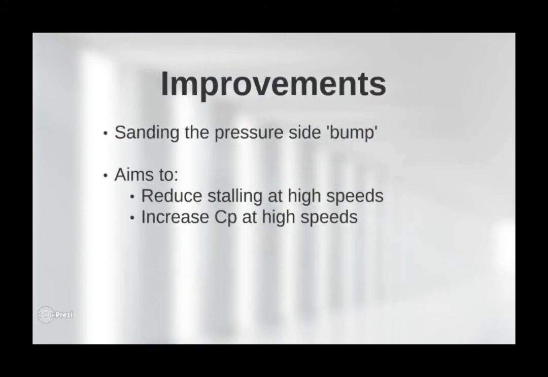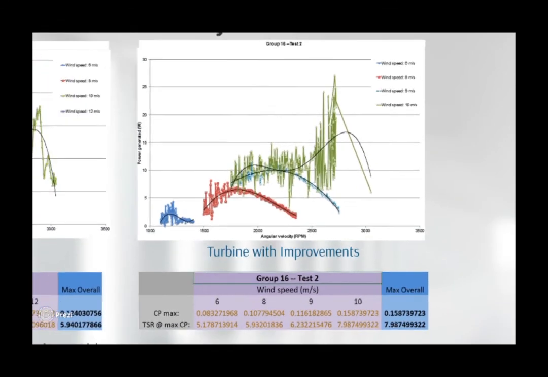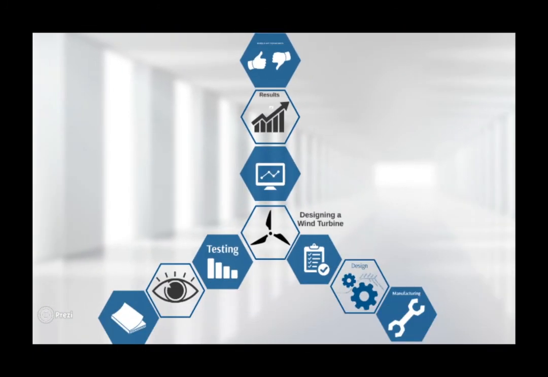Our theory was supported by the retest. When the bump was removed, the performance of the wind turbine improved. Interestingly, with the removal of the bump, the self-starting speed increased. Overall, this project has been a great learning experience, combining all aspects from our course in one project.